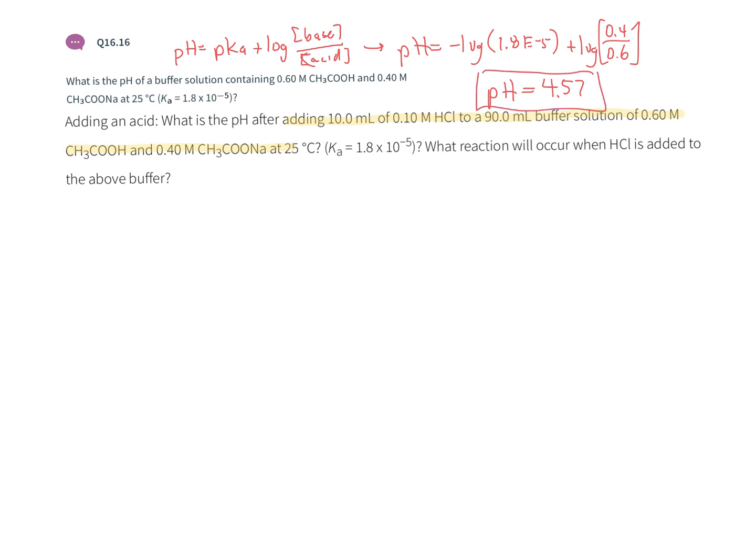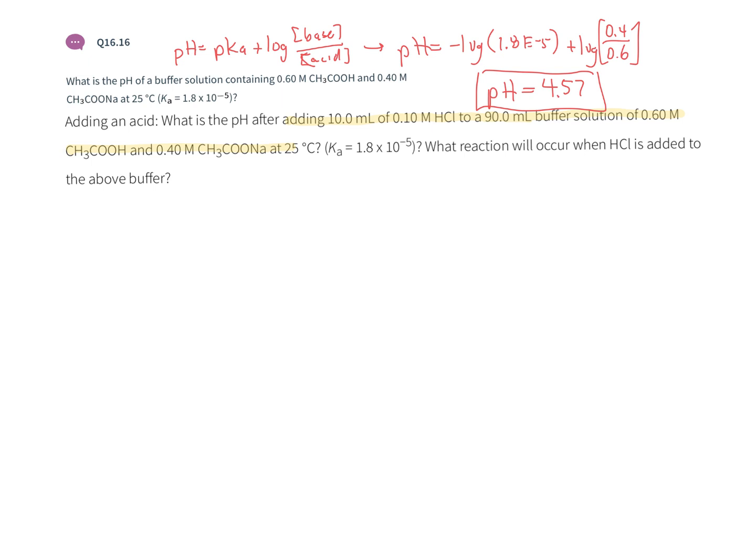And that makes sense because the concentration of our acid is a little bit greater than the concentration of our base, so we'd expect this to be a little more acidic than the normal pKa. The normal pKa was about 4.74, 4.75, so we're a little more acidic than that because we have a higher concentration of acid. To this, though, we add 10 milliliters of a 0.1 molar HCl solution.